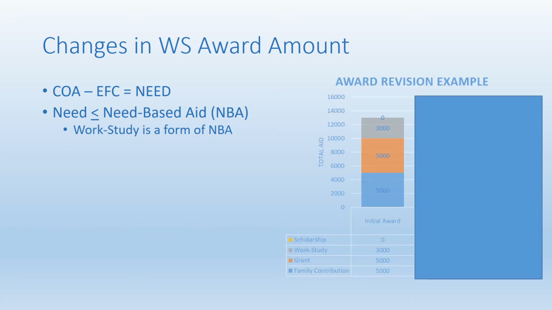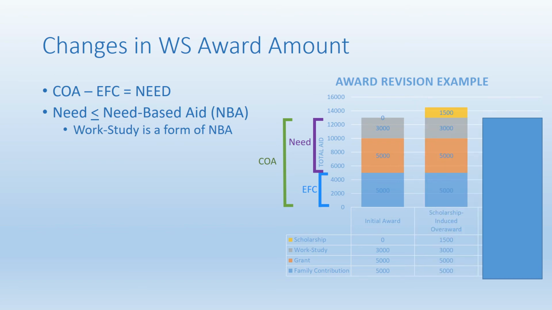So here's an example of that. We have a student, they have a cost of attendance reflected here, and of that cost of attendance, part of that is family contribution. Part of it is need, and that need is filled by, as you can see, work study and grant.